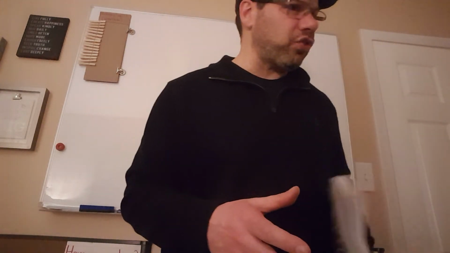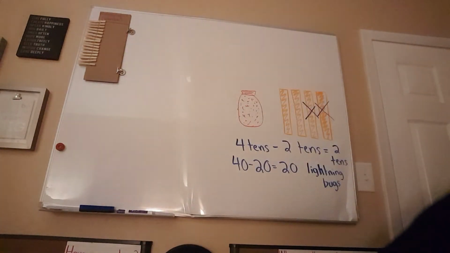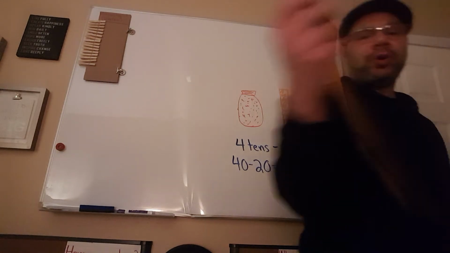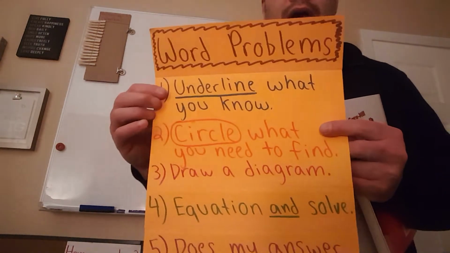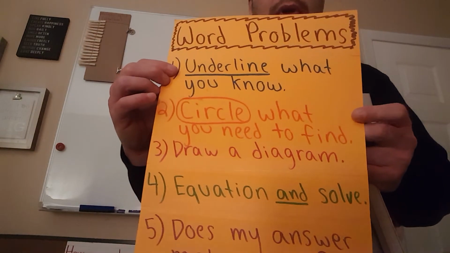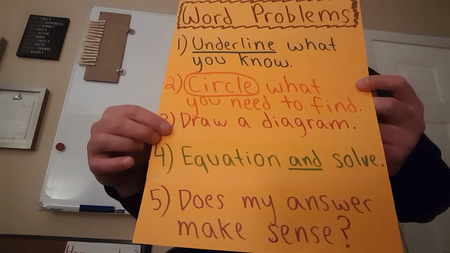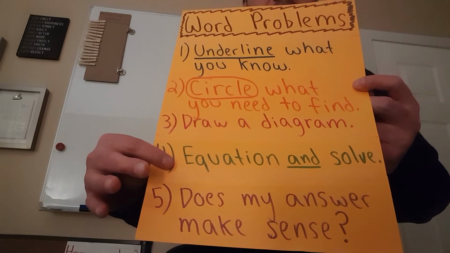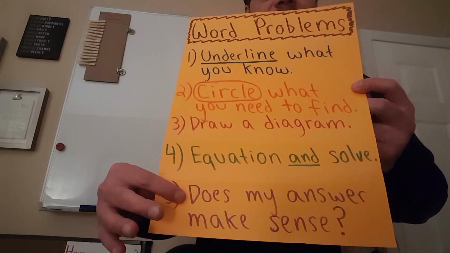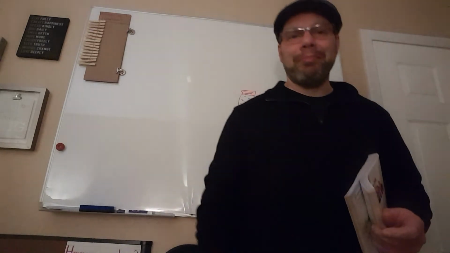And let me see if I have my chart right here. Oh, here it is. All right. Yeah, see, I'm pretty organized after all. Underline what you know. Circle what you need to find. Draw a diagram. Write the equation and solve. And then ask yourself, does my answer make sense?